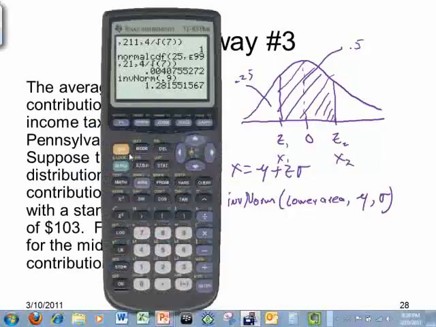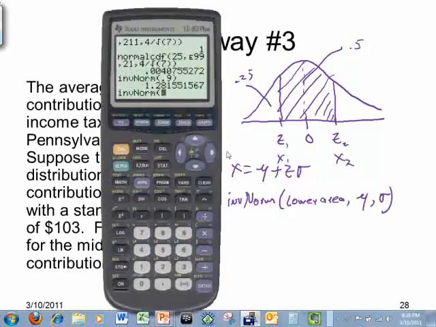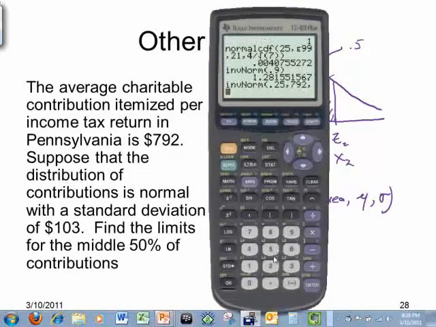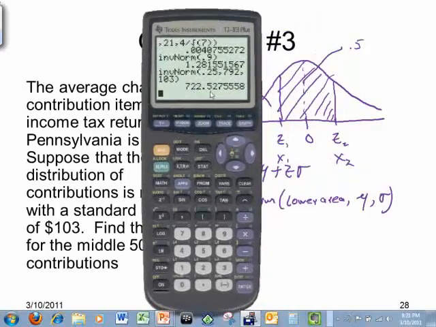So if we go to second distribution, again choose menu option 3. So here I'll enter in 0.25, comma, mu, which is 792, comma, sigma, which is 103, and press enter. And I believe that 722 was what we came up with about the last time. And now if we want to find, so this is x1 right here. So let's do it for x2.